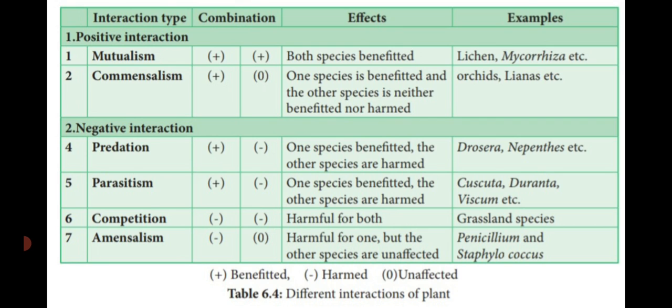First one, predation. What is that? The interaction between 2 organisms, one of them is benefited, another one is harmed. So benefited is a plus symbol, harmed a negative symbol. Example, Drosera and Nepenthes. Parasitism, here also one of the organisms is benefited, another one is harmed. Example, Cuscuta, Dendrophthoe, Viscum, etc.